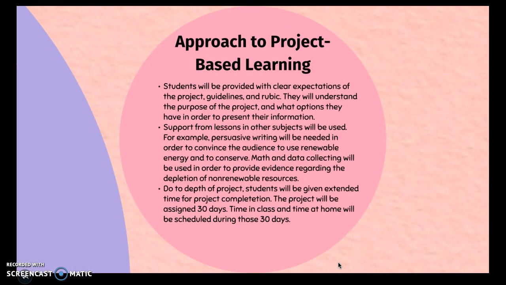In the approach to project-based learning based on those differences, students will be provided with clear expectations of the project. They will be provided with guidelines and an academic rubric. They will understand the purpose of the project and what options they have in order to present their information. They will also have support from lessons and other subjects that will be used and applied at this time. For example, persuasive writing will be needed in order to convince the audience to use renewable energy and to conserve. Math and data collecting will be used in order to provide evidence regarding the depletion of non-renewable resources.